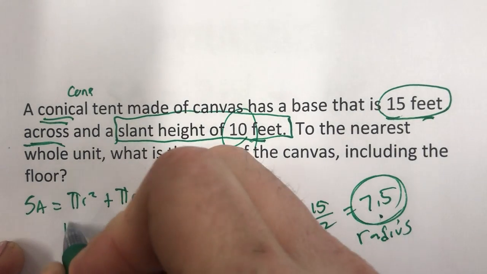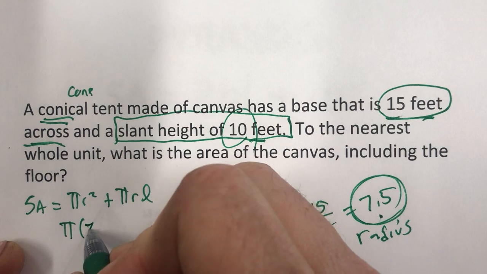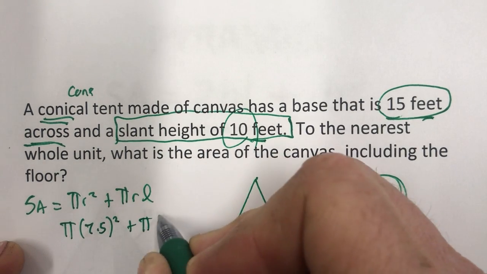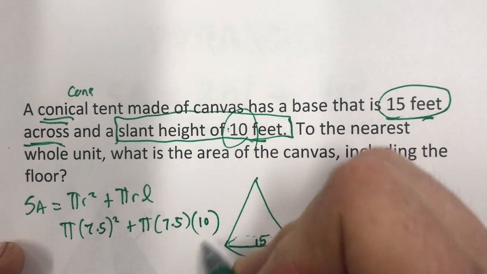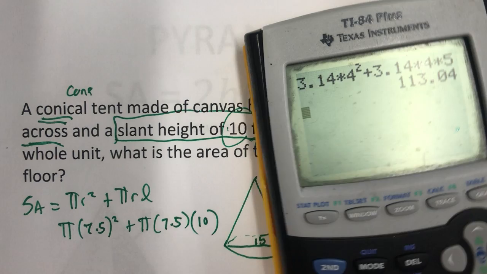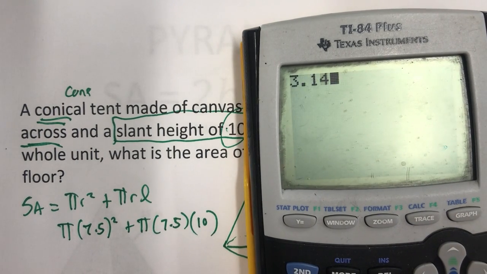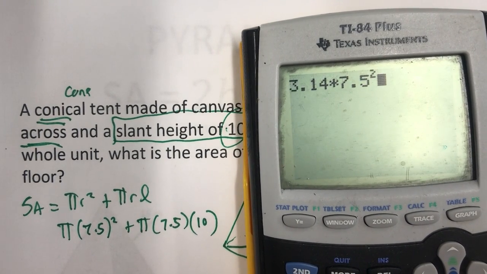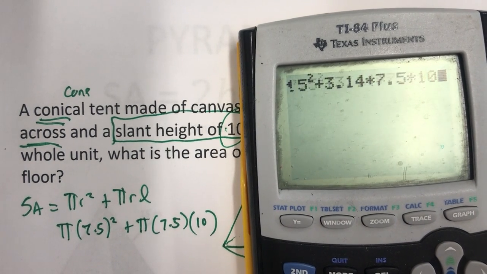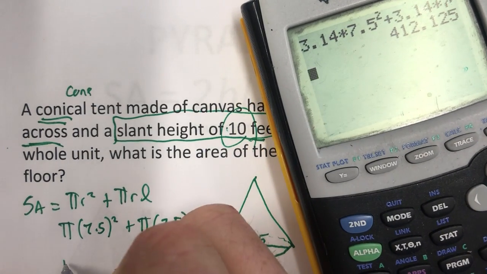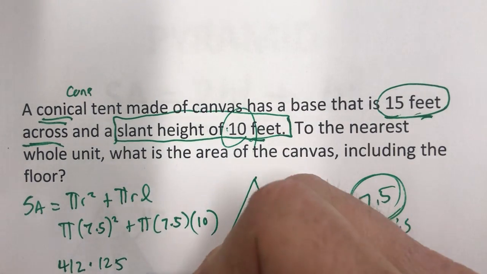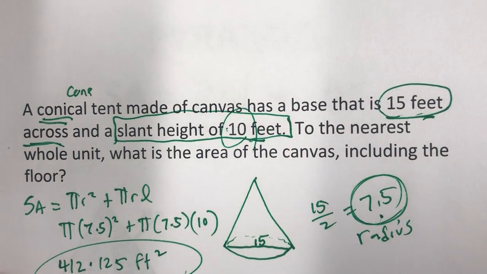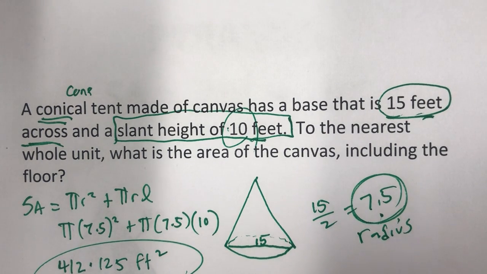Okay, so this is going to be pi times the radius, which is 7.5 squared, plus pi times the radius, which is 7.5 again, times the slant height, which it says is 10. And I'll just punch it in. So 3.14 times 7.5 squared plus 3.14 times 7.5 times 10. And there I got 412.125. And this is feet, so this is square feet. 412 square feet. Okay, that's a pretty big tent.